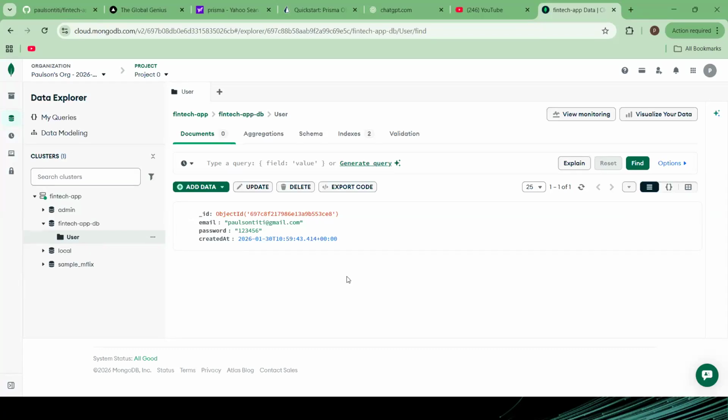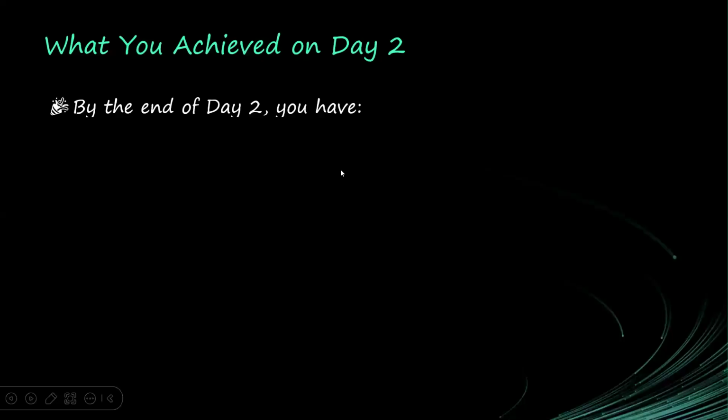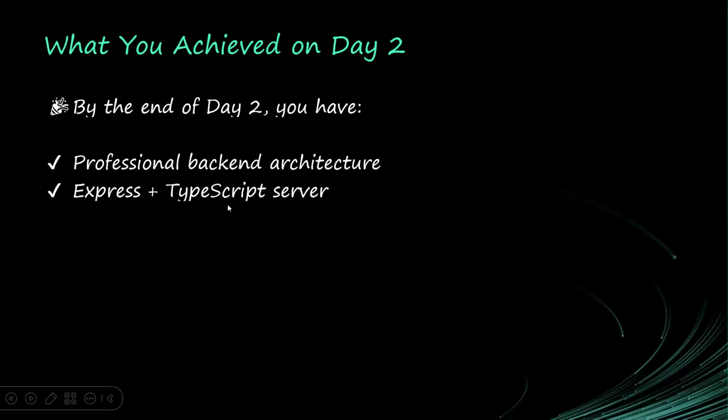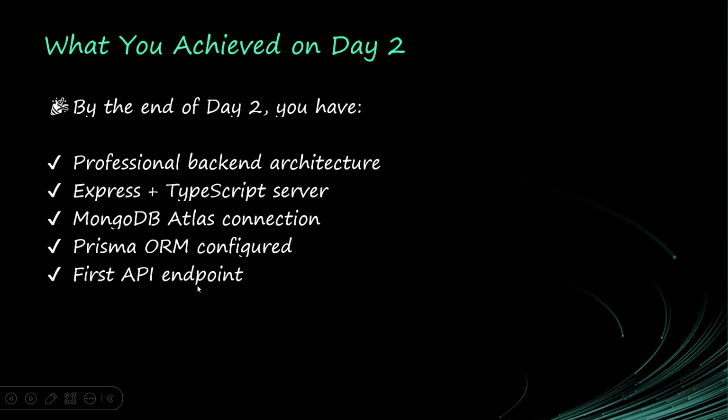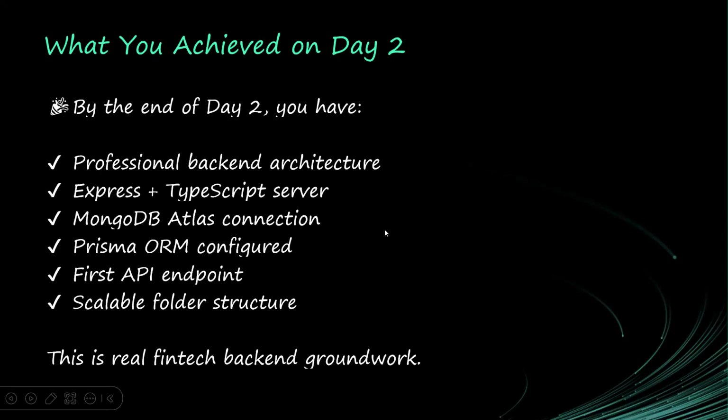Now we have successfully set up our front end and our back end. From today, we achieved a backend architecture: an Express TypeScript server, MongoDB Atlas connection, and Prisma. We did our first API endpoint and tested it with Postman. So we have a scalable folder structure. This is how a real fintech backend application, every backend application, works.